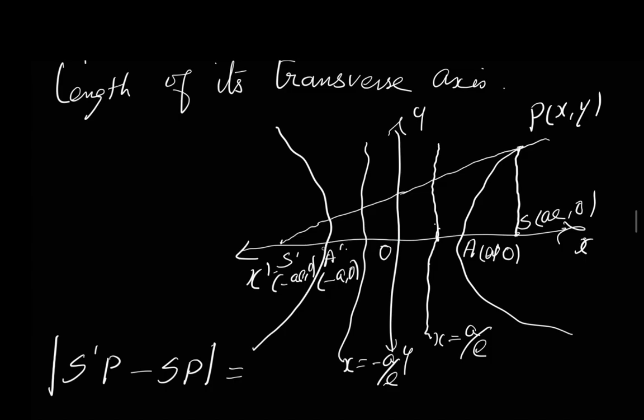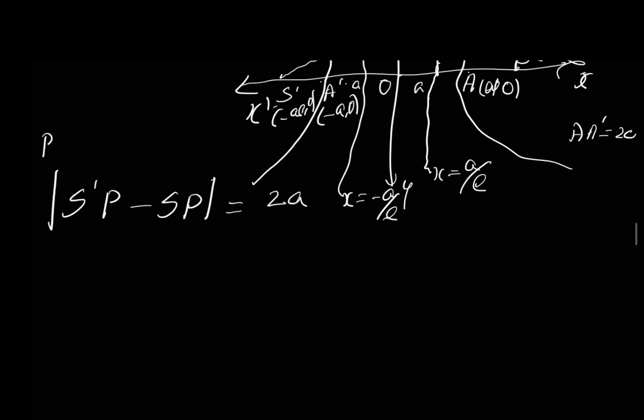What is the transverse axis here? For this hyperbola, this x-axis is the transverse axis. The length is the distance between A and A dash, two vertices of this hyperbola. So what is the length of this A A dash? From origin to A you are getting this A distance and this side, origin to A dash is A. So the length of this transverse axis, that is A A dash, is equal to 2A. So you have to show this is equal to 2A. This is the question. Prove that.